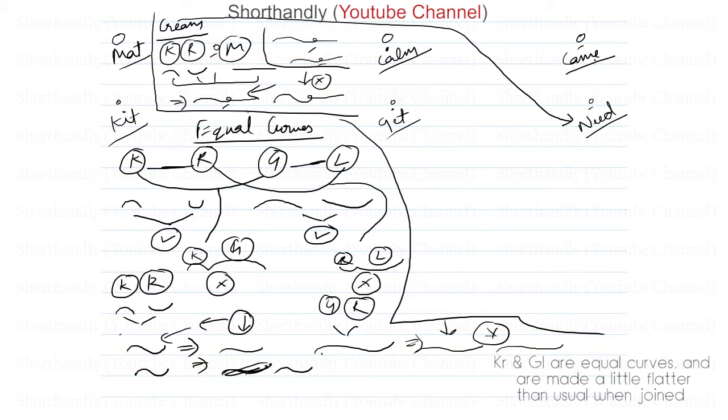Let's take another word, like crane. Okay, so again we are having K, then R, then the A sound, which is very similar to this one, and then again we're having N. So let's make this, it will be made like this.